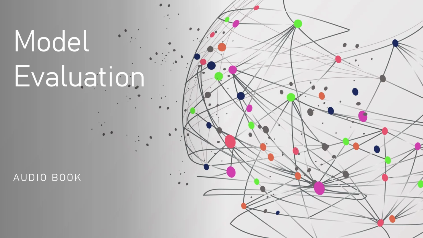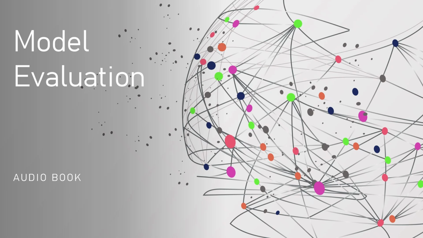K-fold cross-validation is a technique used to evaluate the performance of a machine learning model more reliably than a single train test split. It helps ensure the model's performance is not dependent on how the data was split. How it works, step by step. 1. Split the data into K equal parts, called folds. For example, if you choose K equals 5, the data is divided into 5 folds.